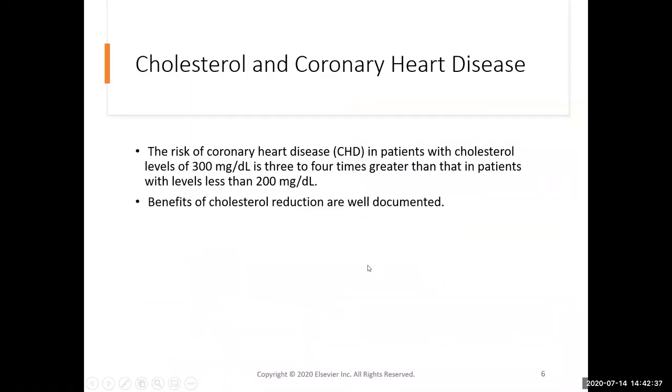So actually the risk of coronary heart disease in patients that have cholesterol levels of 300 milligrams per deciliter or higher is 3 to 4 times greater than that in somebody who has a level of less than 200 milligrams. So you can see where our goal starts to be when we want to pharmacologically treat hypercholesterolemia. This is going to be our goal, to get them down below 200.